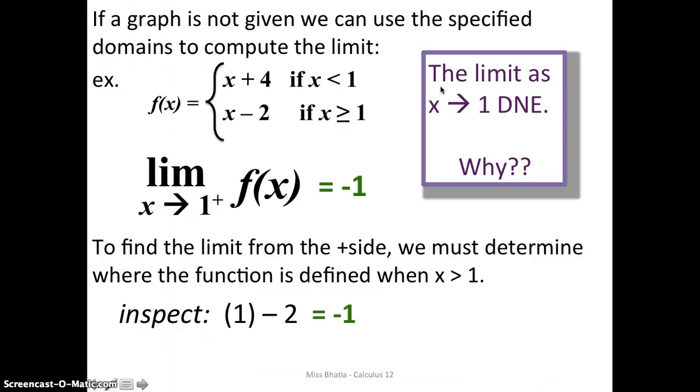Now before you go on, I just want to leave you with a challenge. The limit as x approaches 1 does not exist, and I want you to prove this to yourself before you go on and do the homework. So the limit from the positive side does exist, and it's equal to negative 1, but the limit as x approaches 1 does not exist. Prove it to yourself. So take a moment, pause it, and figure that out.